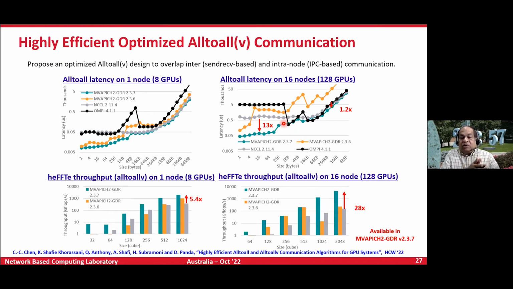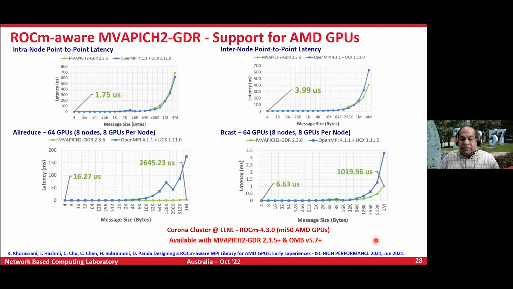Now, similar, that is the all-to-all. We have done very nice designs optimizing all-to-all-v because a lot of applications also use this all-to-all-v. And here you can see across a lot of different MPI libraries, across different systems, we are able to give you performance. This is us running the Heffte library, which is from Oak Ridge and University of Tennessee. We are able to boost their performance by almost a factor of 5, a factor of 28. And again, this design is already available in 2.3.7. If you have an application with all-to-all-v, you should be able to see the benefits. So those are some of the NVIDIA results.